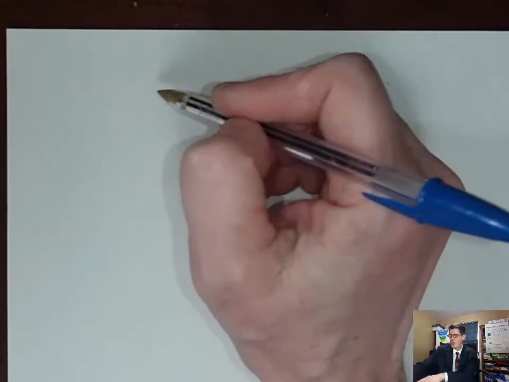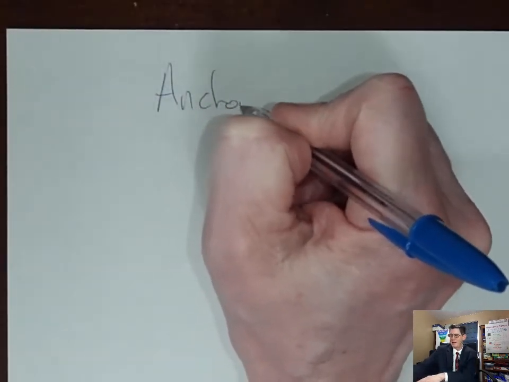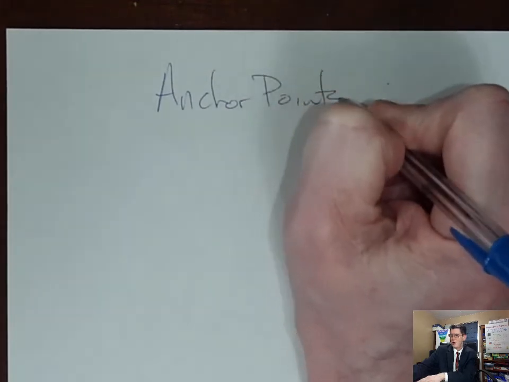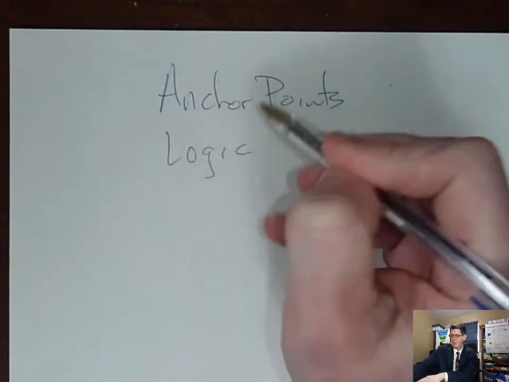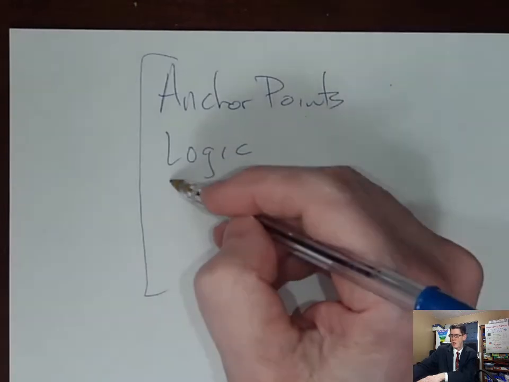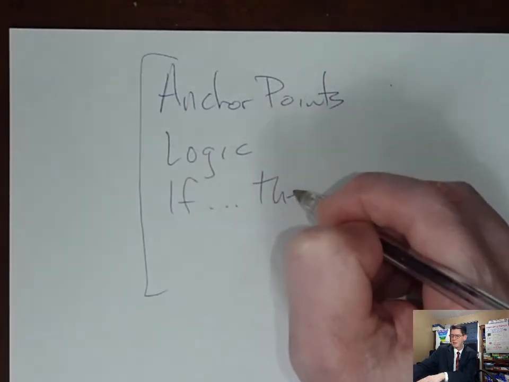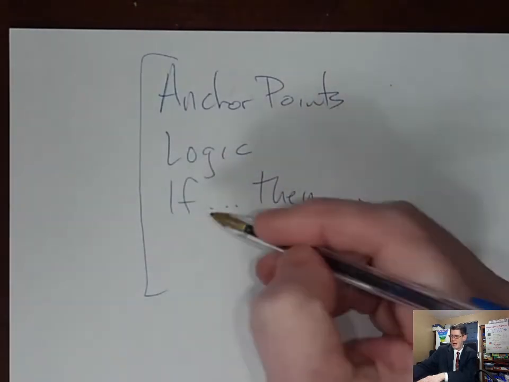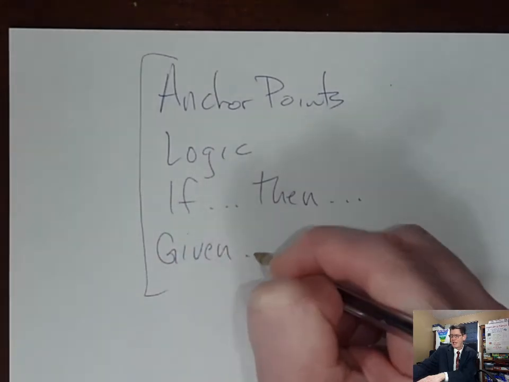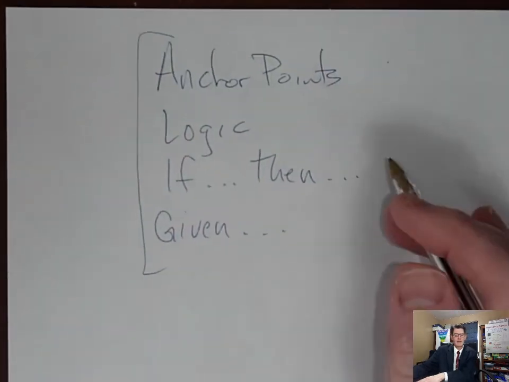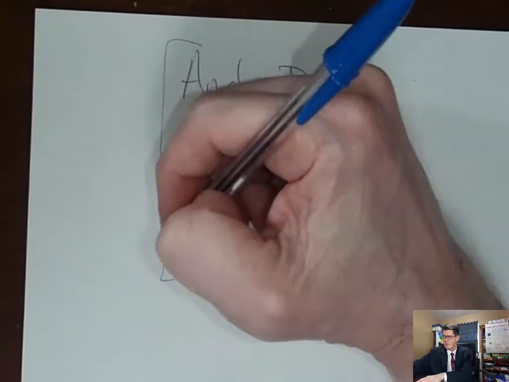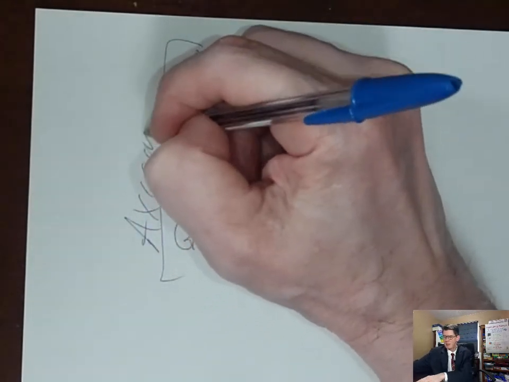I can say it a couple different ways. You're going to be studying what we call either anchor points or logic. This is all the same thing. Logic or if-then statements, or you'll be given a given, and you try to figure out the rest of it. Some proper terminology of it is, what are the axioms?